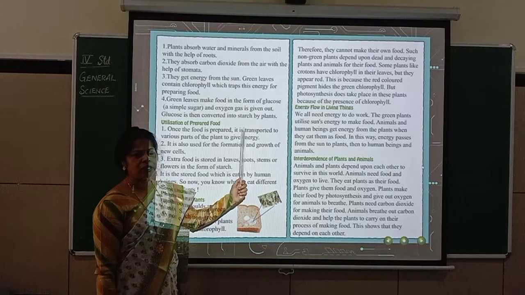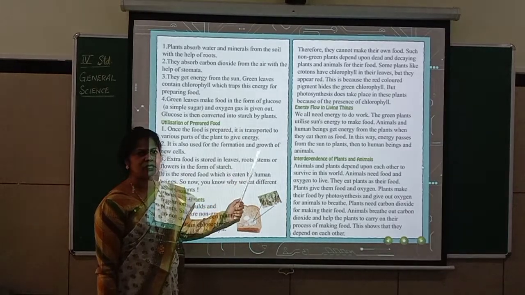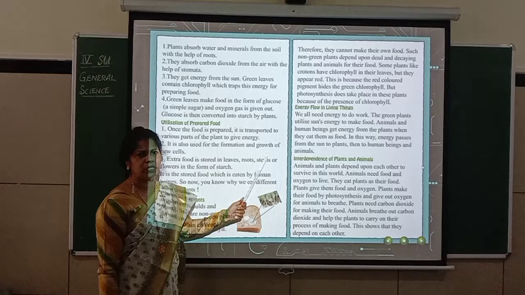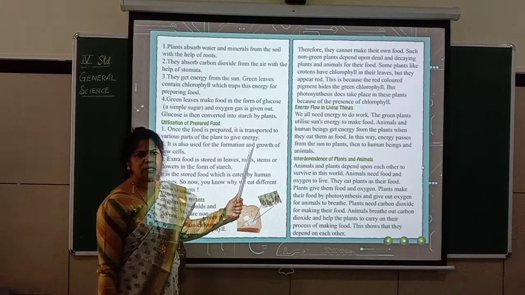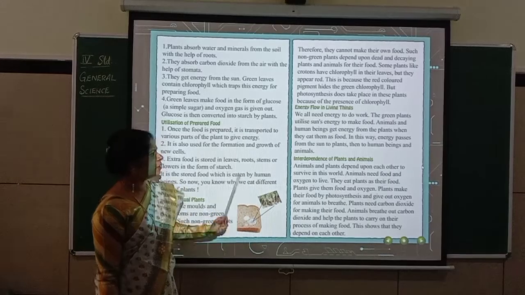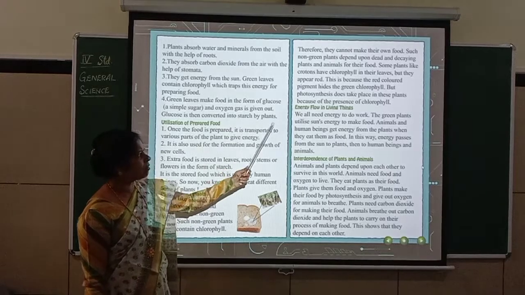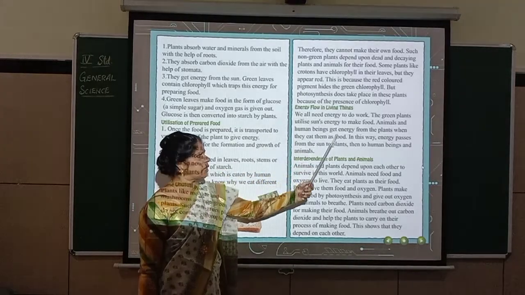So when you add iodine solution, what happens if there is presence of starch? It will turn bluish in color. If not, it will not turn; there won't be any change in the color. Okay, now that's about the video. Now let us go for the energy flow in living things.